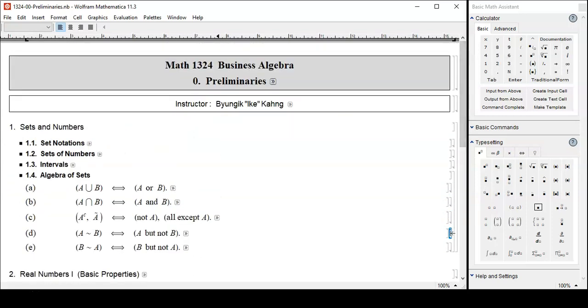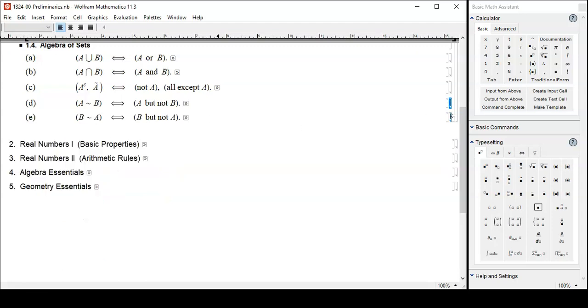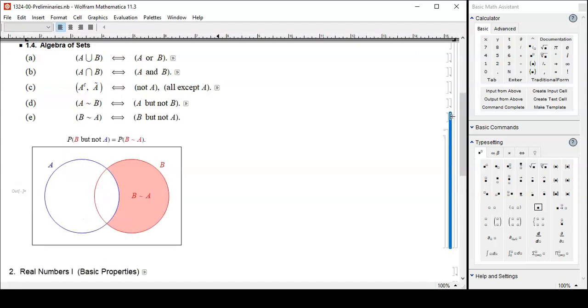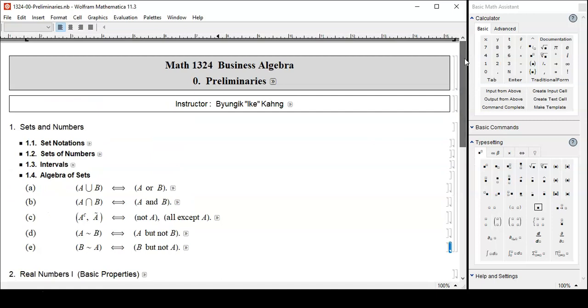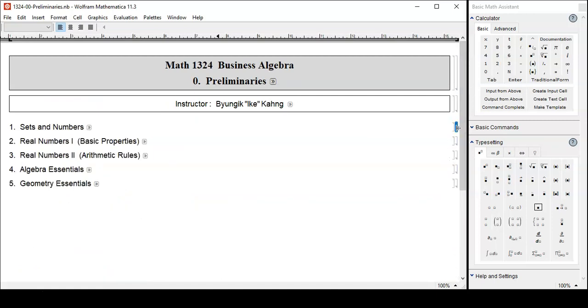Next, A but not B. So A minus B, kind of like this crescent region, inside A but not inside B. And then B not A. So inside B but not inside A. Those kinds of things are set algebra or Boolean algebra, and that completes section 1. Now, shall we go to section 2?